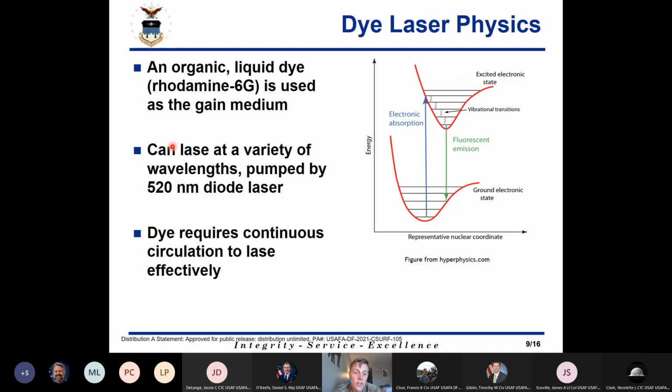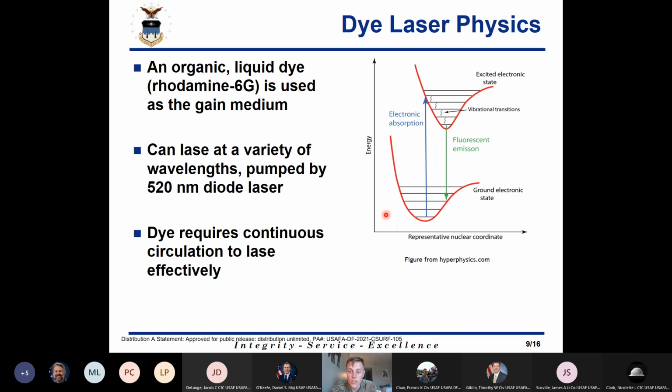So dye laser physics really quick. The dye medium we're using is an organic liquid dye, rhodamine 6G, and that is the gain medium. The interesting thing about these organic liquid dyes is they can be used to lase at a variety of wavelengths. So for instance, we're pumping our gain medium at 520 nanometers, but the fluorescence region of rhodamine 6G extends from about 570 nanometers to about 590 nanometers.